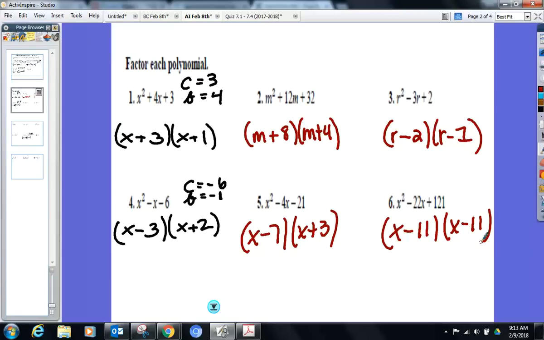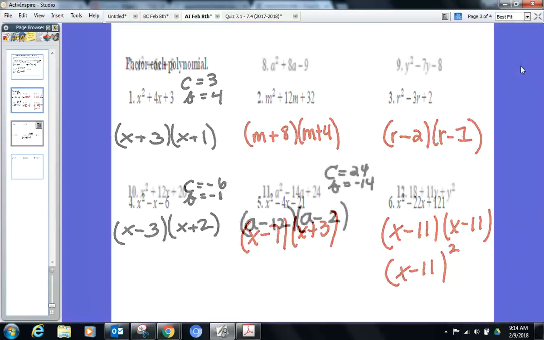Hey, if you want to impress some friends, how else could I write this answer? X minus 11, X minus 11. That's the same as X minus 11 all squared. If you want to impress some friends later, I'm sure you do in the cafeteria.